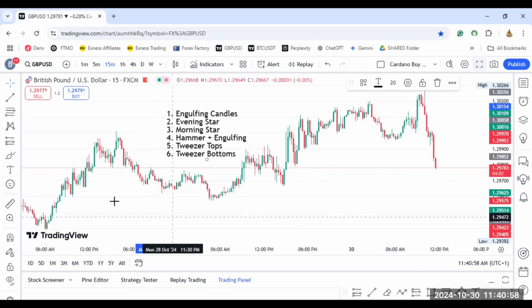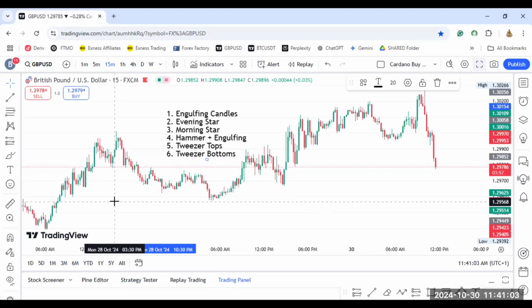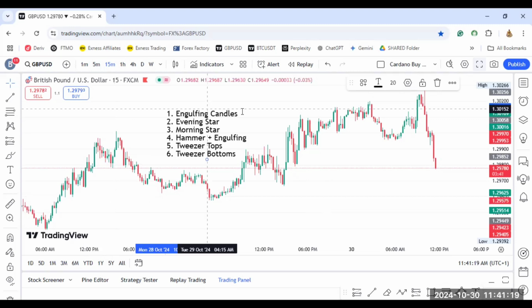So guys, here are the 6 candlestick patterns that I want to show you how to identify on your chart. These candlesticks are very important at specific points in your chart. So it's not that when you just simply see an engulfing candle, then it means price is going to reverse there. No, you will look out for these 6 types of candlestick patterns at specific points that you think price should reverse, and I will show you that as well. So please remain with me.